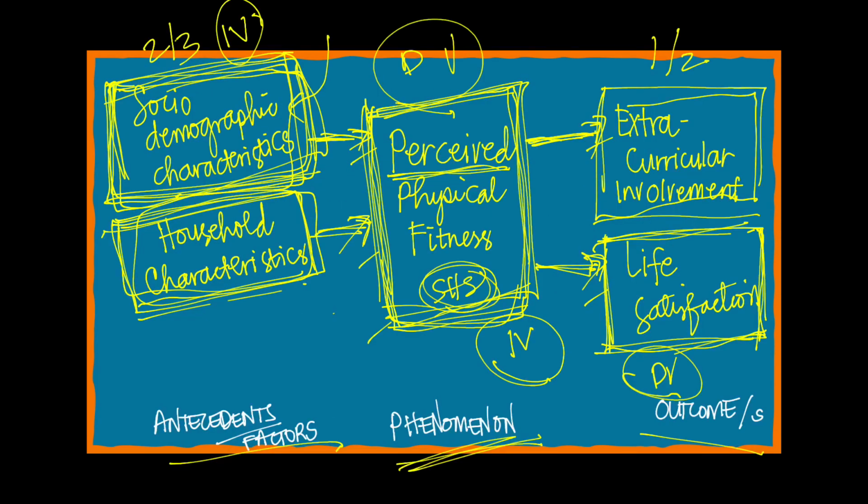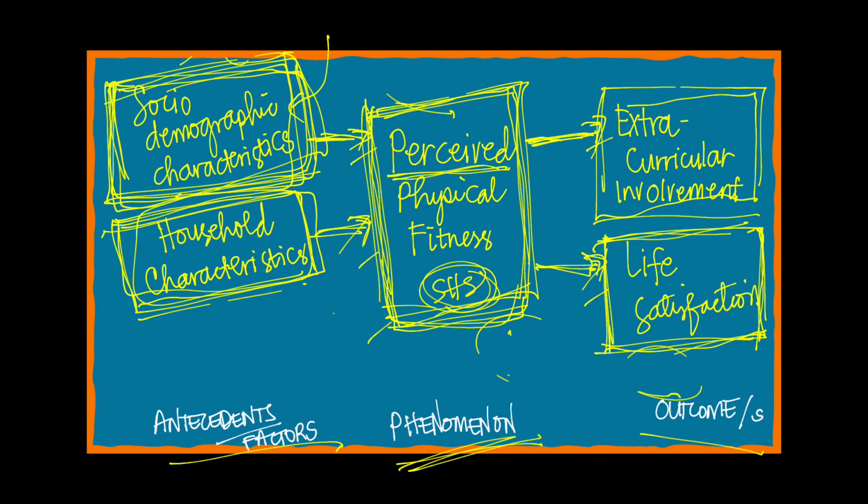So let's just go back to this schema. I just removed the nutritional status because I feel like it's going to be very heavy if you're doing a research and you're going to measure that many variables. It's going to be too much. So I just removed that one. So we have demographic characteristics, household characteristics, perceived physical fitness as the main phenomenon, and then you have your extracurricular involvement and life satisfaction as your outcome variables. So now, in this conceptual schema, let's now articulate this into a statement of the problem.